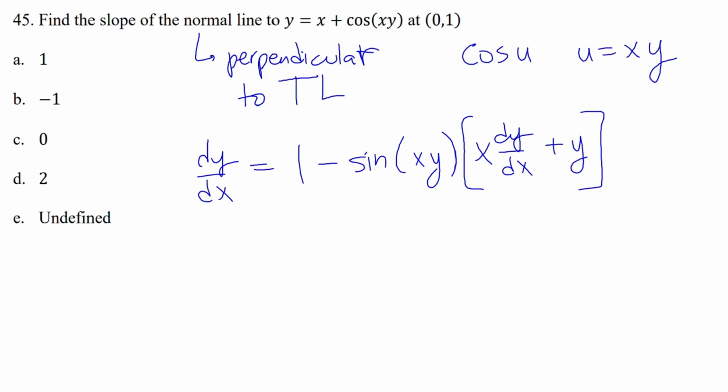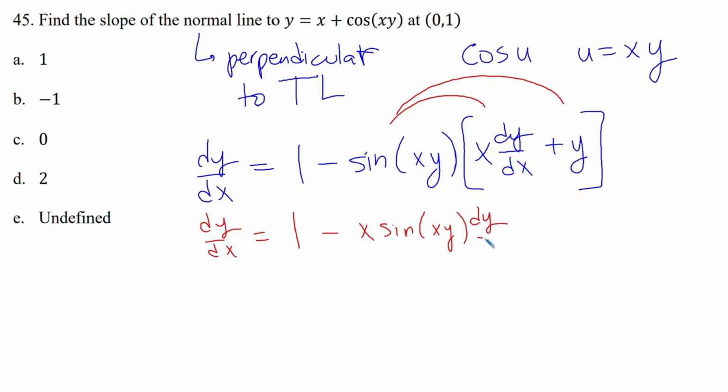So we need to get all our dy/dx's to one side. In order to do that, first thing we're going to do is distribute this minus sine xy to both of these terms. So we'll have dy/dx is equal to 1 minus x sine xy dy/dx minus y sine xy. And from there, we'll just add this x sine xy dy/dx to the other side.